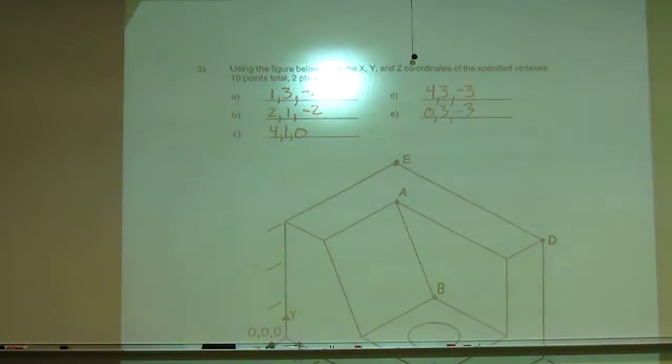So, first one's A: 1, 3, -2. B: 2, 1, -2. C: 4, 1, 0. D: 4, 3, -3. E: 0, 3, -3. Any questions on how I got those? Please show. Yes, I will.